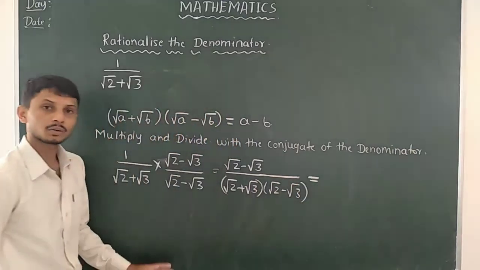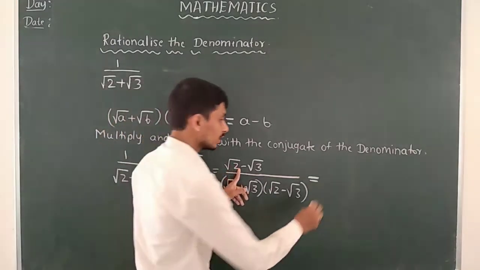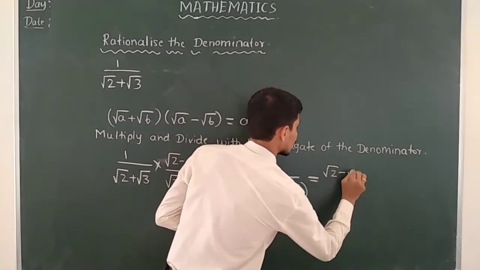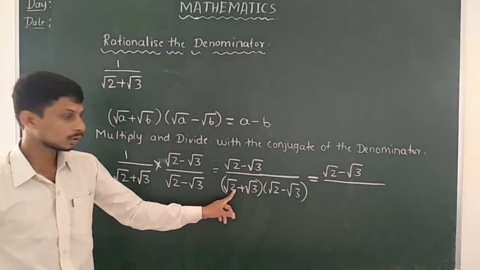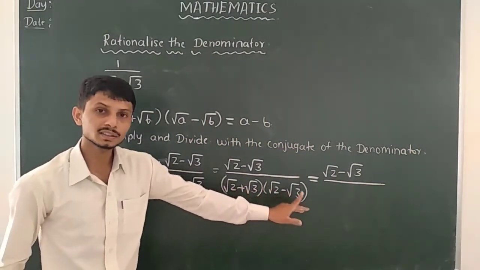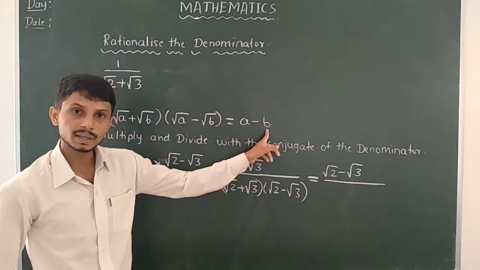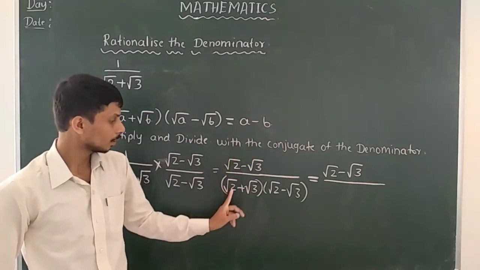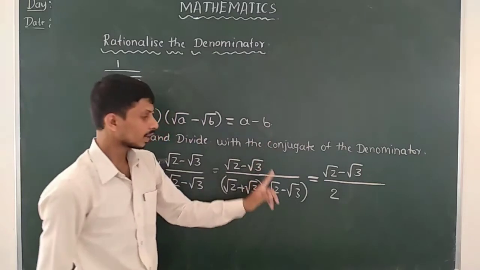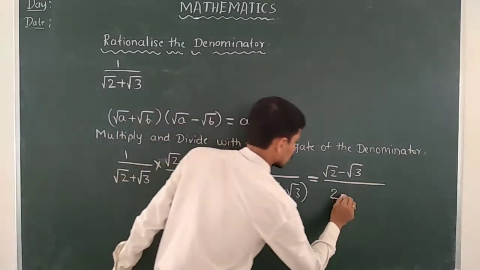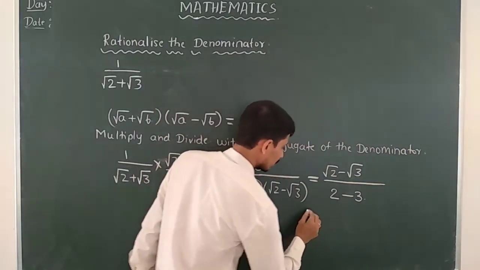Yes. So then we have to find the answer. Firstly I will write the numerator, root 2 minus root 3, divided by... it's in the form of root a plus root b into root a minus root b. The answer of this is a minus b here. So what is the value of a here? 2. Then what is the value of b here? 3. So minus 3.